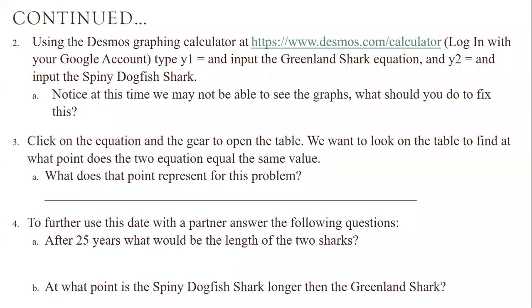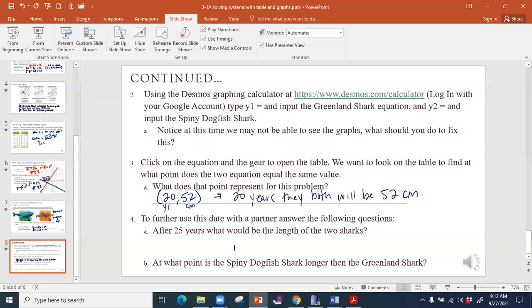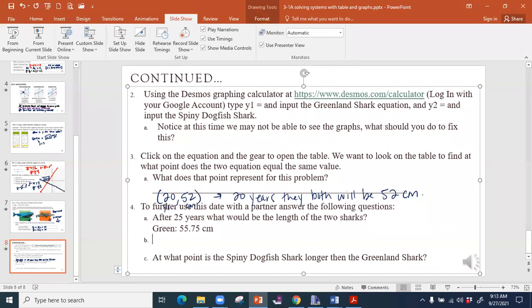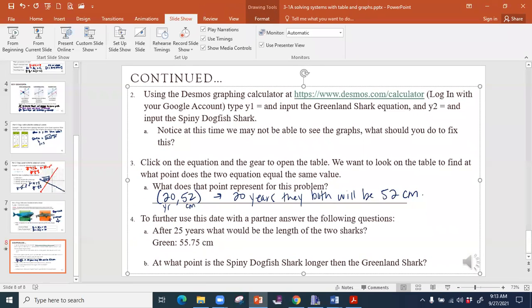Maybe they'll let me write on it still. Nope. All right, so here, what do we get? I'll type it in. Is it okay if I just write green? I think that's what it's called. The green one is 55 and 75 hundredths centimeters. And then our other one, the spiny dogfish, is 59 and a half centimeters.